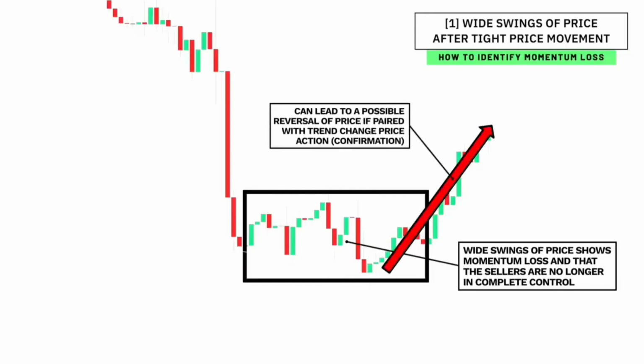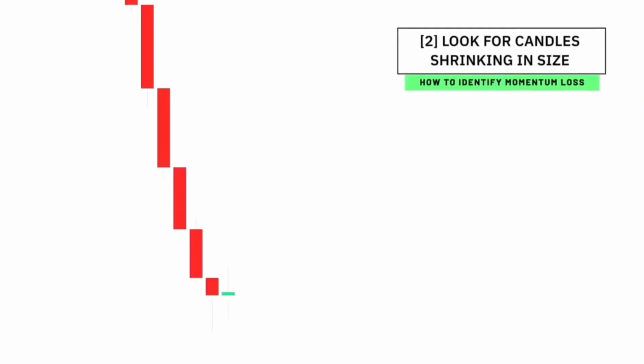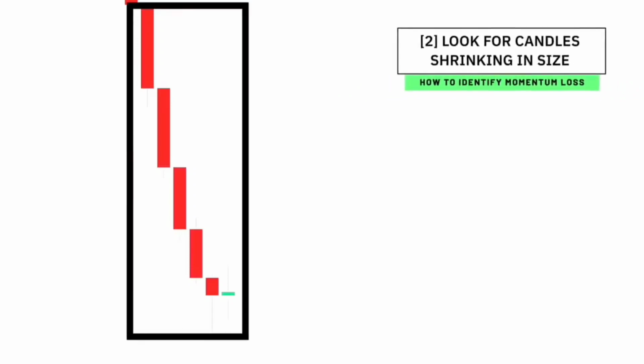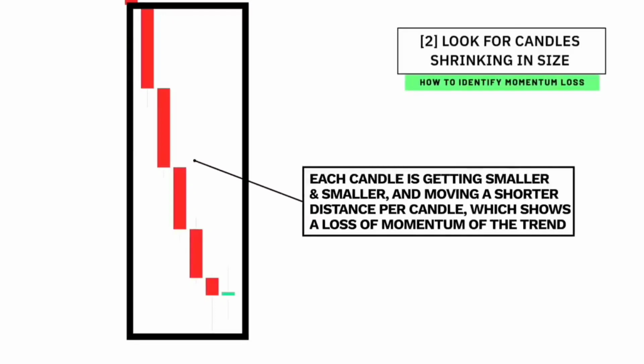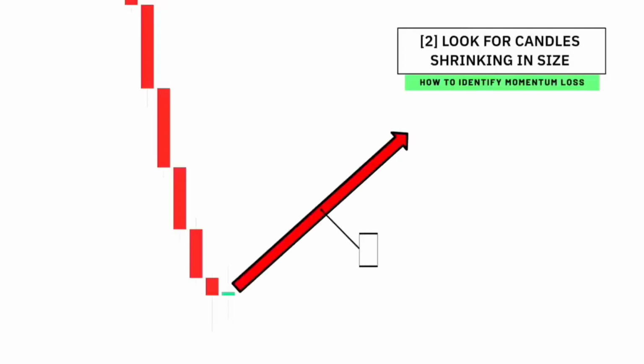The second way to identify momentum loss is to look for shrinking candles. In a downtrend, you start with a big red candle and then each candle after gets smaller and smaller, which shows the loss of downtrend momentum as the distance traveled per candle is less and less. This can lead to a possible reversal of price.